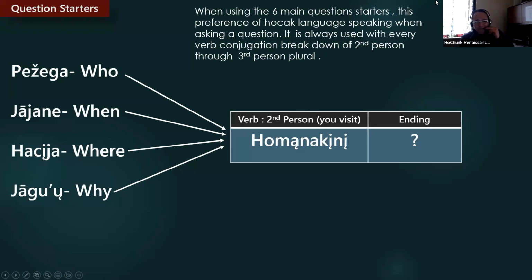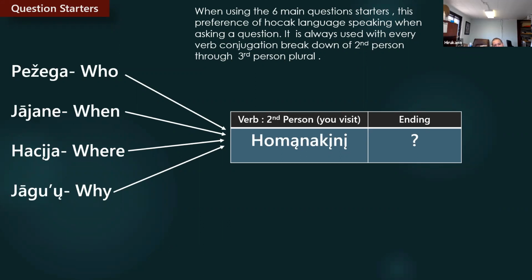So again, there's originally 6 question starters, but out of those 6, a lot of them have a common connection with the second person. Like I said before, a lot of times you're always going to use second person, third person plural when asking a question. Here's a common one. Pejega omanakini. If you puzzle those together, what does that translate to? Who did you visit?